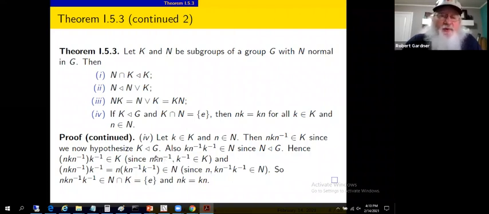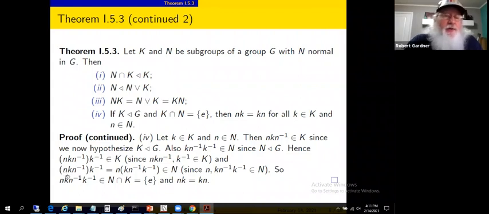So we must be on the right track because we've used the hypotheses, normality of K in G and normality of N in G. We're trying to show this commutativity here. There's the conclusion down below. If we look at nkn inverse k inverse, the claim is that's in K. Follow the clues. See, nkn inverse, there it is in K, and k is in K, so k inverse is in K. Of course, the product is an element of K.